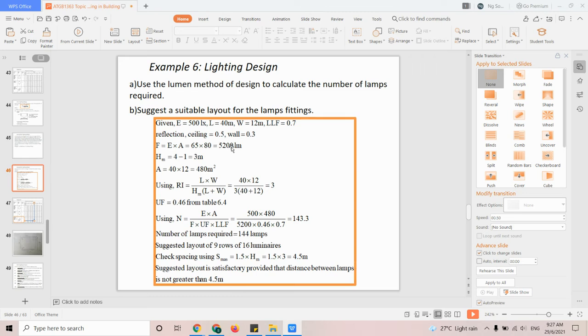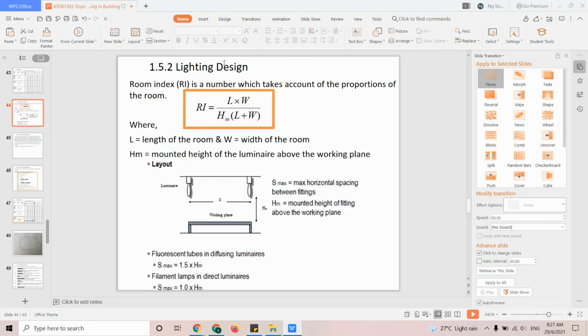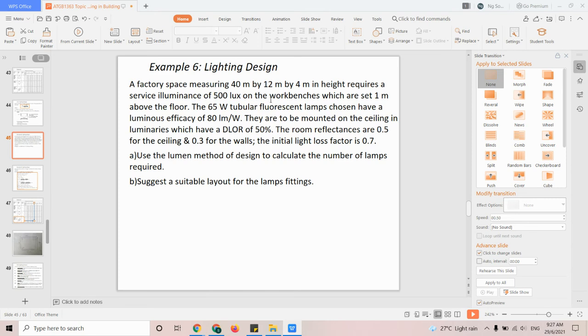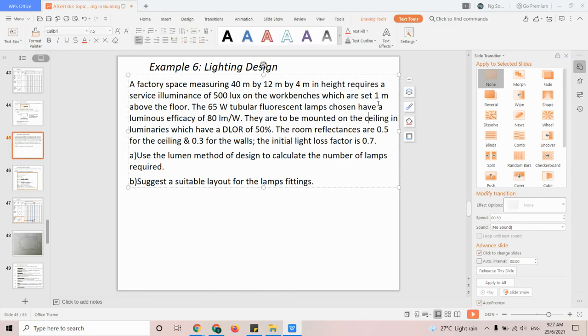So you'll get 5,200 lumen. Okay, so next you want to find out what is your room index, which is this formula. You know that your area is 40 times 12, and your HM, based on this slide, is the distance between your working plane, which is your workbench, and your lighting. Based on this scenario, you are given a workbench which is 1 meter above the floor.